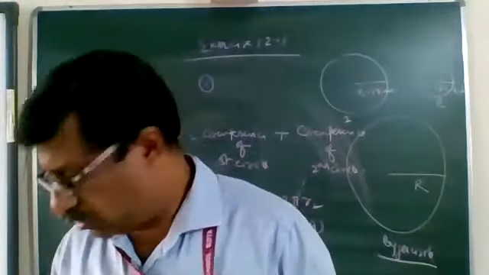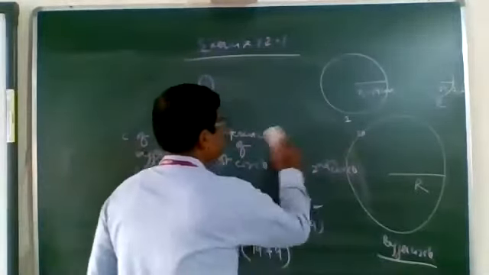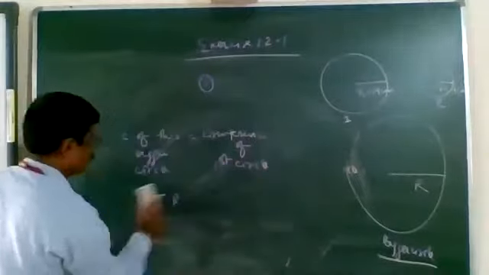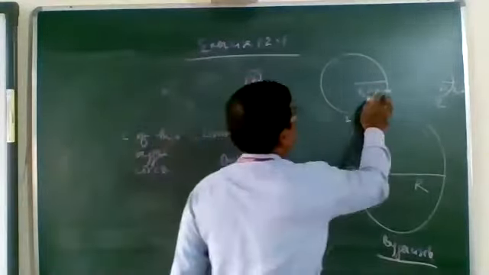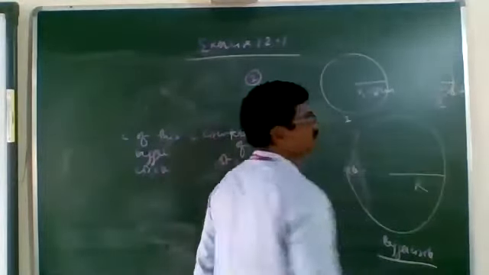The radii of two circles are 8 centimeter and 6 centimeter. I'm taking the question number 2 we have reached. Question number 2 we are doing. Two circles are having the radii 8 centimeter and 6 centimeter.